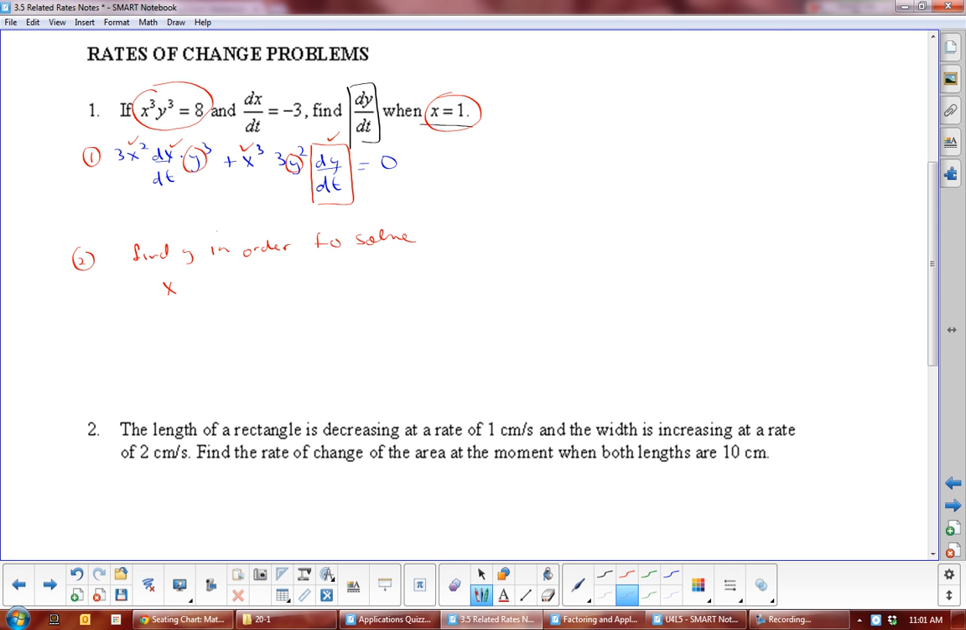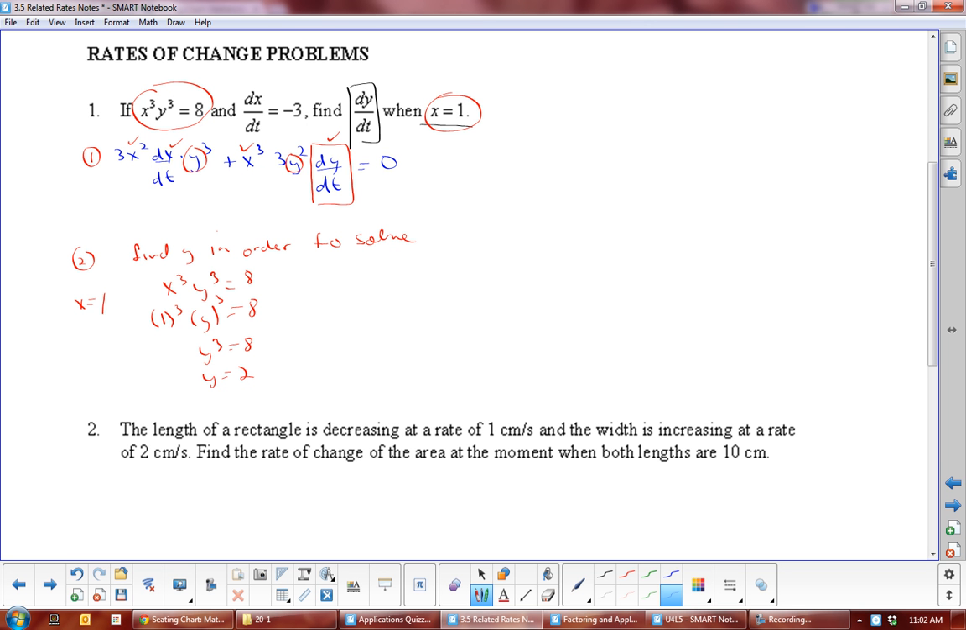But I know that x cubed y cubed equals 8. So 1 cubed times y cubed equals 8. I'll put x equals 1 here. Okay, so y cubed equals 8. y equals 2. Okay, so now that I know my y, I can solve for dy over dt.